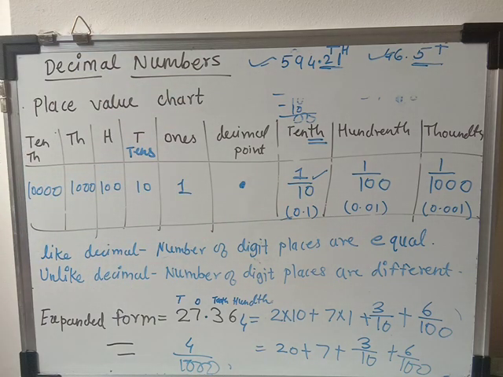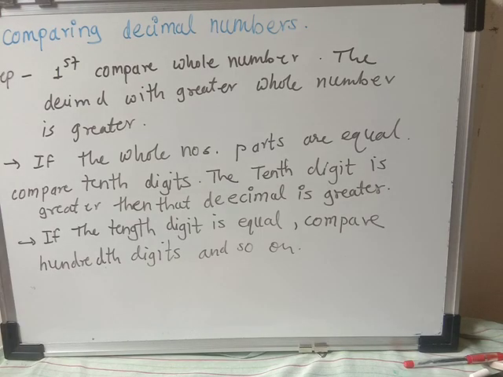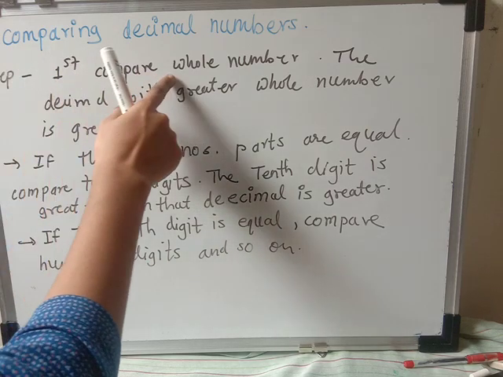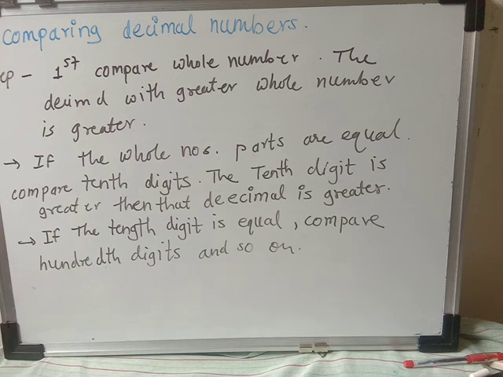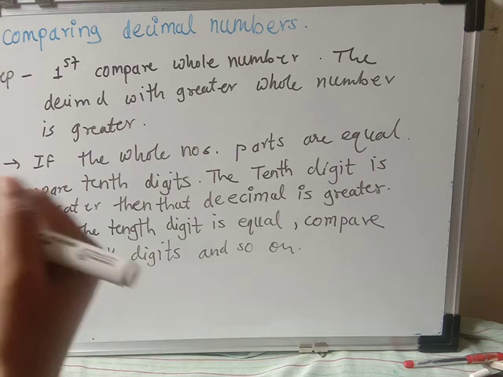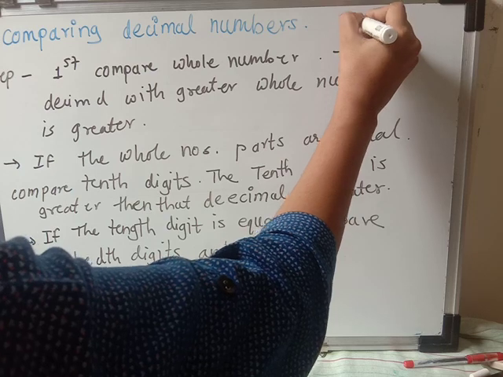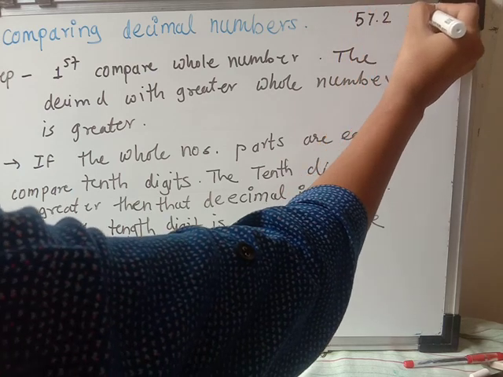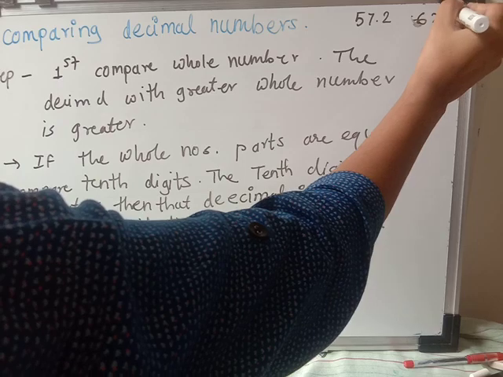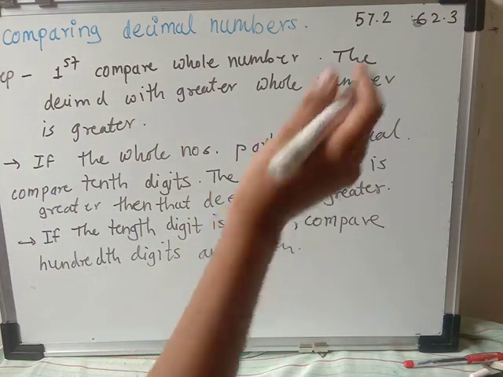Okay, the next part is how to compare the decimal numbers. Now comparison of decimal numbers is the same as how we compare other numbers. The difference is that here decimal numbers are there. So first what we have to do is compare the whole numbers. Before the decimal, whatever the numbers are there, if any number is greater than the other one, that number is greater. Suppose for example I take here 57.2, and here 62.3 is there.